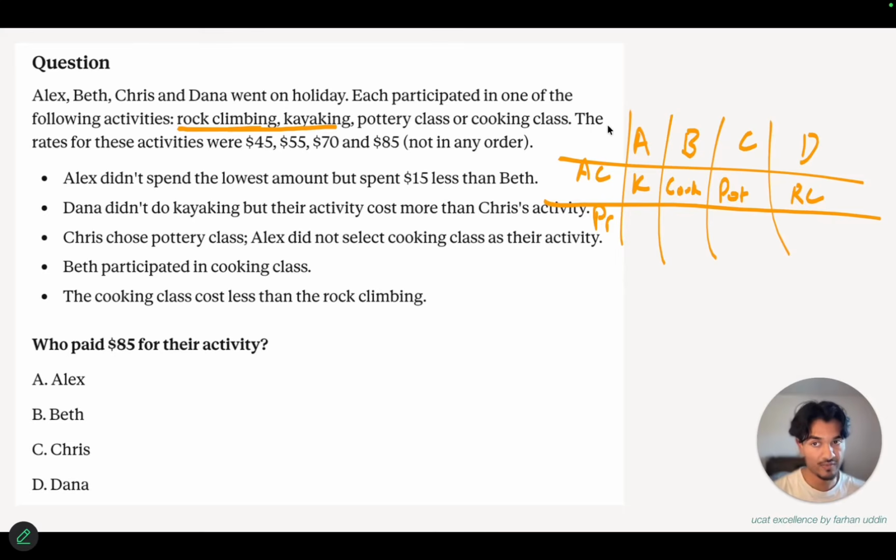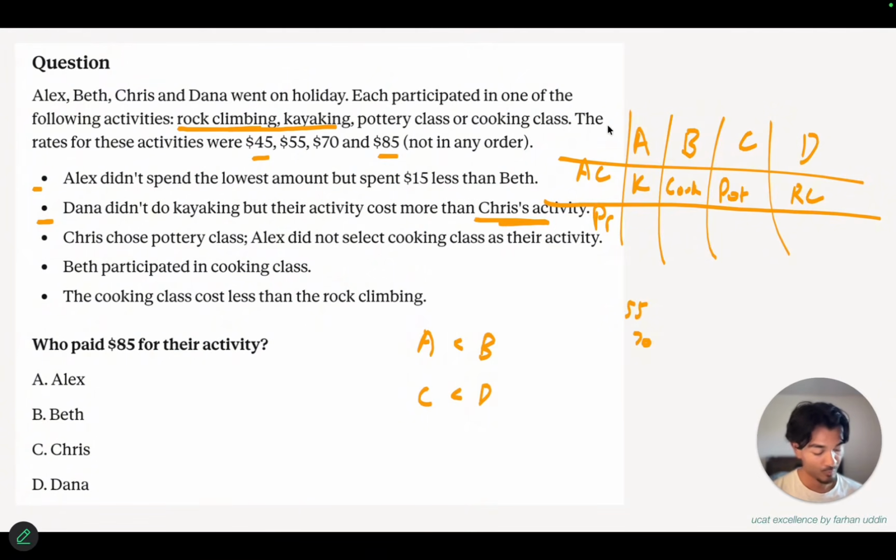Now, in terms of other information that we know, we know that Beth's activity was more than Alex's through the first statement here. We also know that Dana's activity was more than Chris's. So Dana is more than Chris. And what this helps us do is figure out what the prices could be. So we know that Alex can't be 45, Alex can't be 85. So he can only be 55 or 70.